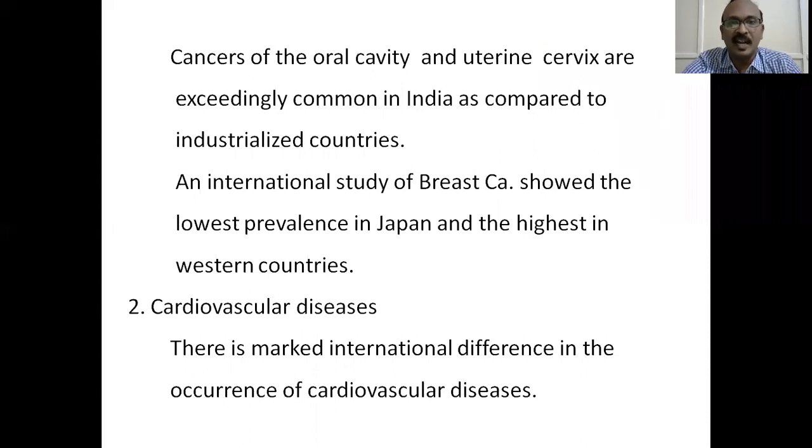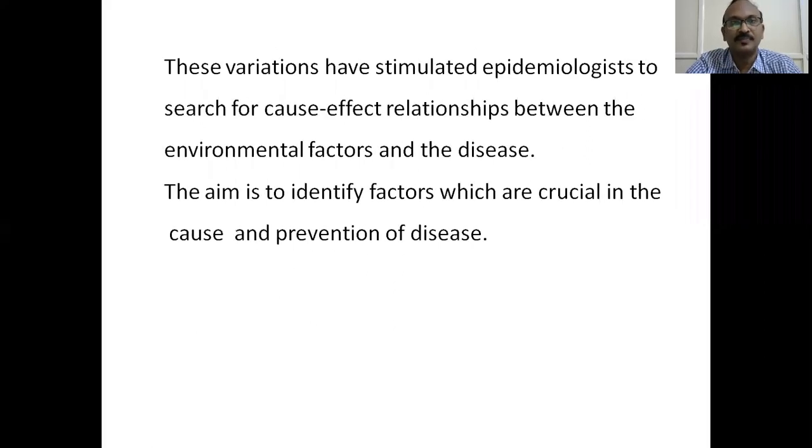The other example is cardiovascular disease. There is a marked international difference in the occurrence of cardiovascular diseases. In Western countries, cardiovascular diseases are more common compared to Eastern countries. Likewise, diabetes is also seen more recently in Southeast Asia compared to other countries. Southeast Asia is known as the diabetes capital of the world. These variations have stimulated epidemiologists to search for cause-effect relationships between environmental factors and the disease. The aim is to identify factors which are crucial in the cause and prevention of disease.